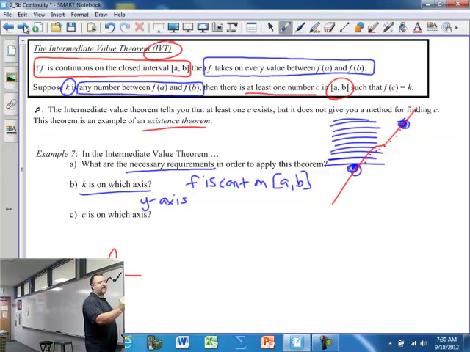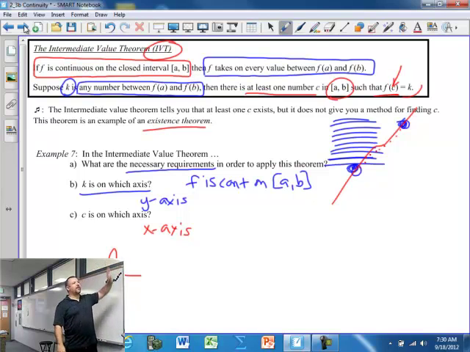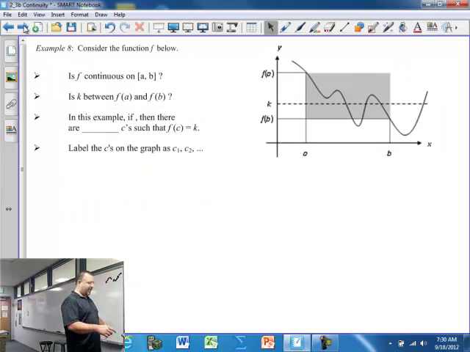So where does that put C? Well, C is on the x-axis, such that the function value at that x value of C is equal to K. All right? So if that wasn't clear as mud, here we go.